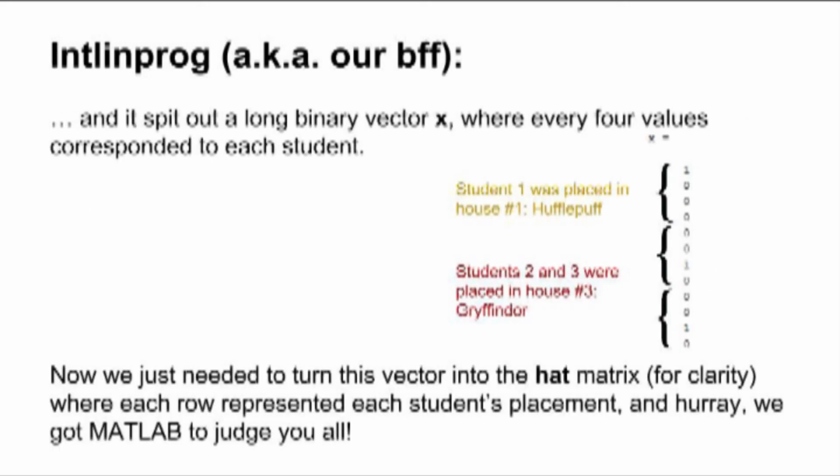So when we plugged our constraints and objective function into intlinprog, it spit out the vector x that we expected, with every 4 values corresponding to each student, displaying which of the 4 houses they were sorted into. Now all we needed to do was append each set of 4 values to a row so that we could get a matrix H-hat that would more clearly show the results.